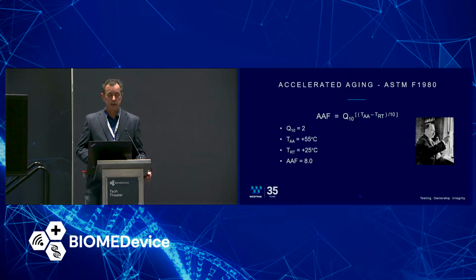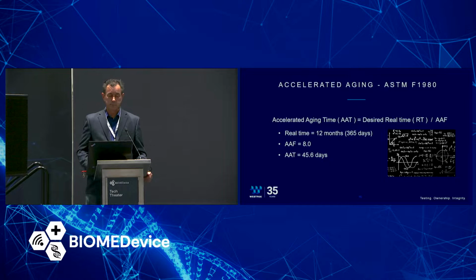If you use an accelerated aging temperature of plus 55 and a real-time storage temperature of plus 25 C, you get an accelerated aging factor of 8 using the formula above. Now, let's plug that into our final formula, and you get the accelerated aging time of about 45.6 days. Well, we don't really use that exact number. We use that as a minimum. So let's increase that, plus 1, 46 days. So imagine, you can get 12 months accelerated aging in 46 days. I think that's pretty cool.